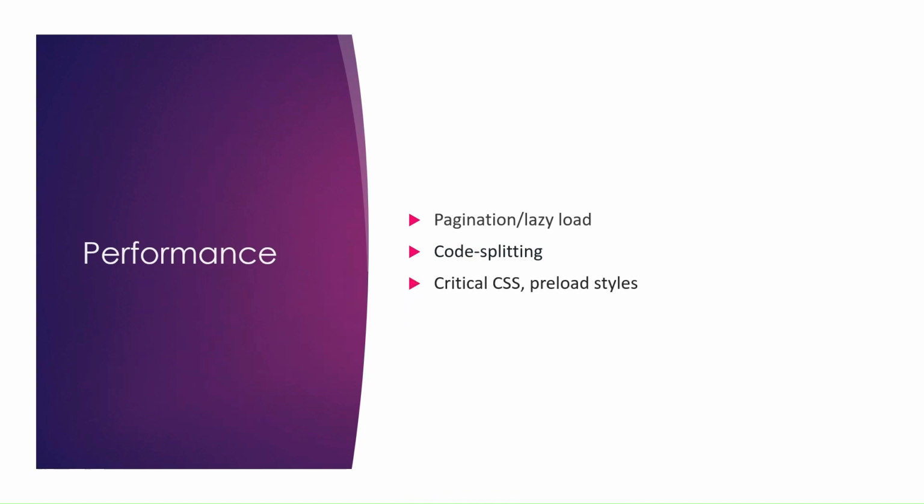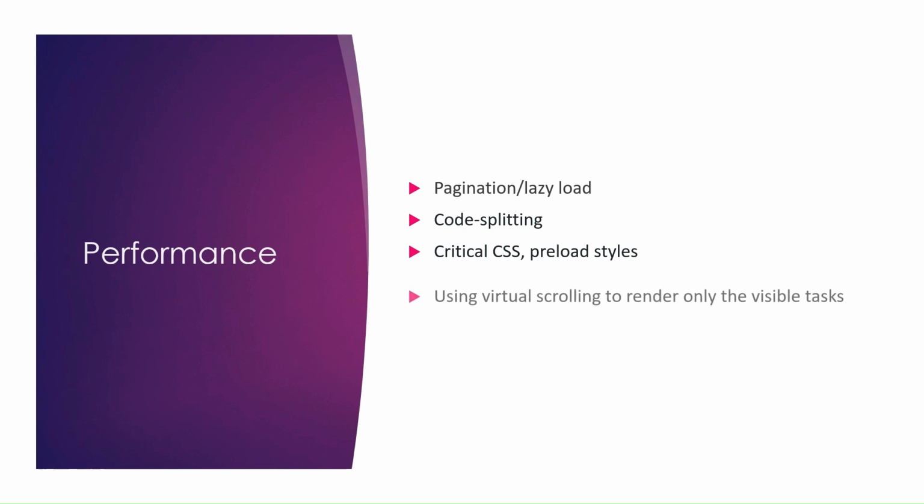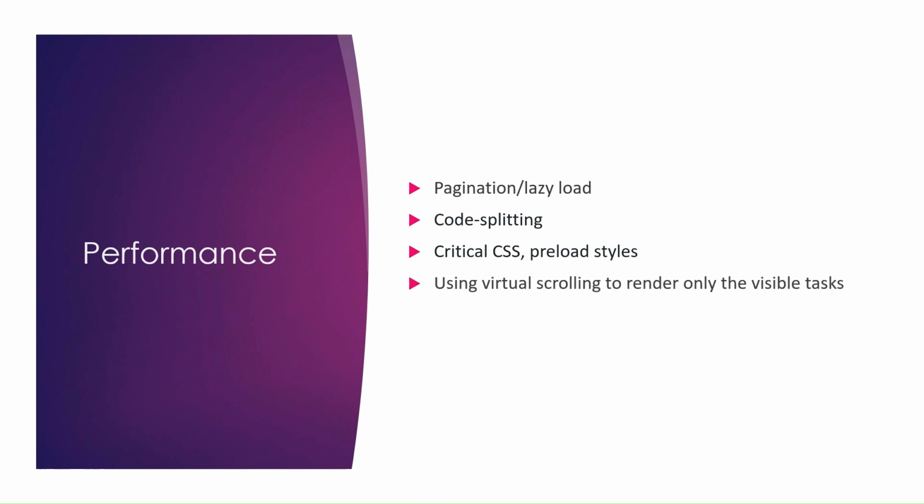You split your styles into critical and non-critical CSS. You need to inline the critical CSS right into the HTML response. It helps to serve it as soon as possible. Use virtual scrolling to render only the visible tasks because it can improve the performance of the to-do list, especially when dealing with a large number of tasks. By rendering only the visible tasks, it reduces the amount of DOM manipulation required and minimizes the amount of memory used by the application.